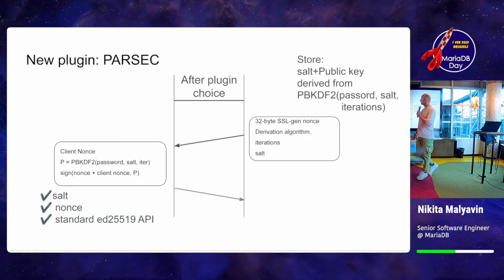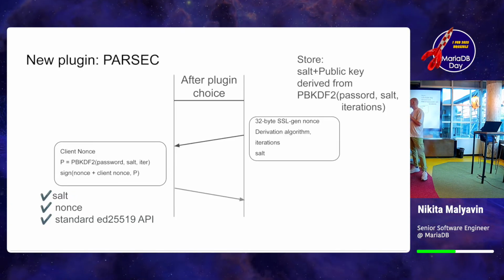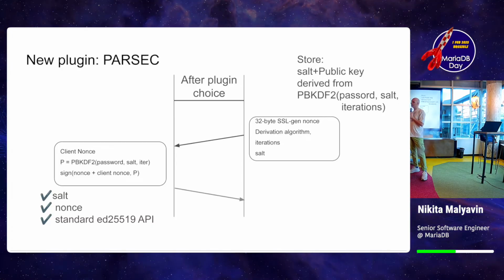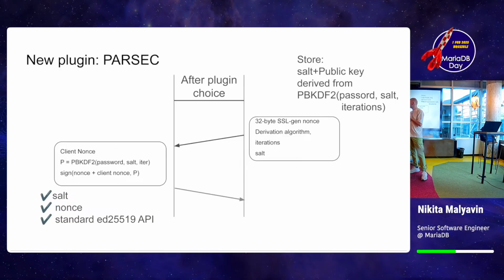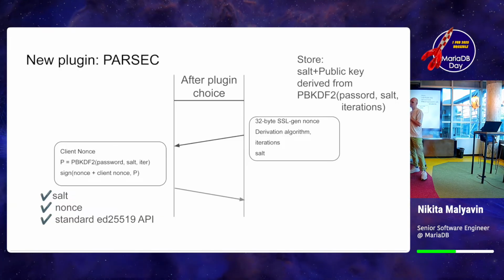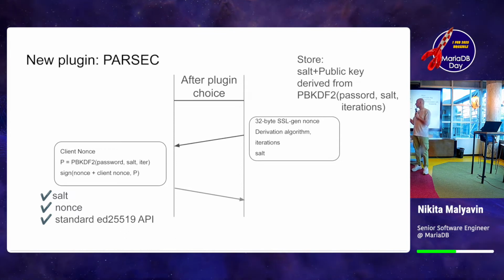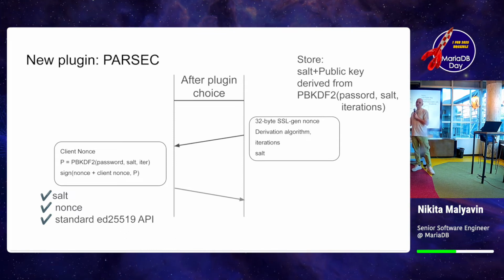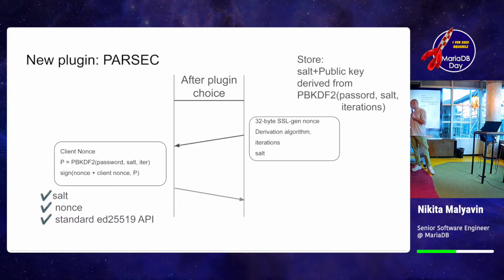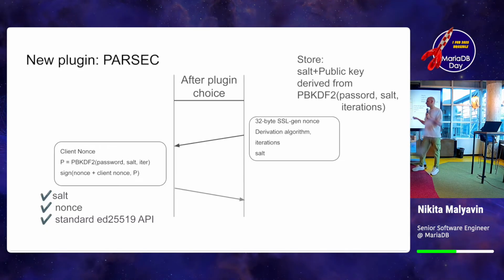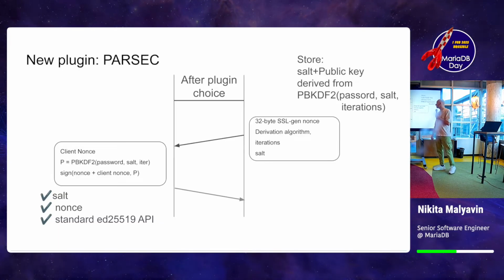So instead of using the password in a signature, it still uses ed25519, but instead of using just the password as a private key, let's use this string, the PBKDF2 function of the password and the salt. So it's salted. And it also uses both client nonce and server nonce, as it was in the previous generation commits.